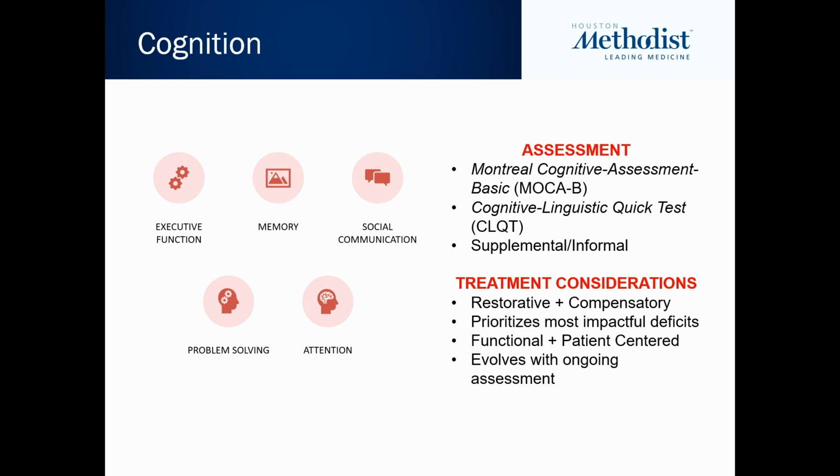For treatment considerations, treatment is a combination of restorative focus and compensatory strategy training. We're going to always prioritize deficits that have prominent impact on the cognitive domains. So if a patient is unable to attend to basic stimuli, for my treatment approach, I'm not going to try to cover all 5 domains if the one deficit that they are presenting most prominently with is impacting. So really prioritizing how to make your treatment most effective.